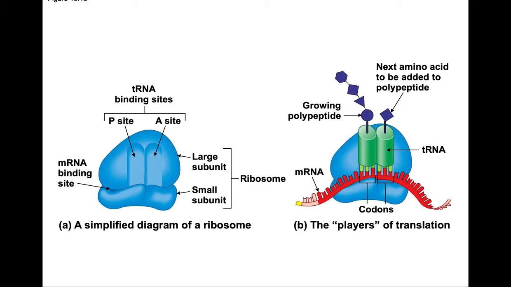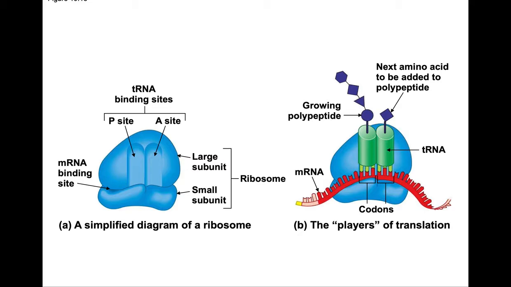So the P site stands for promoter. The A site stands for add-on, and you'll see that in a picture in a moment. So the P site is a promoter, and the A site is add-on. That's where new things come in. Now let's look at a picture on the far right here.